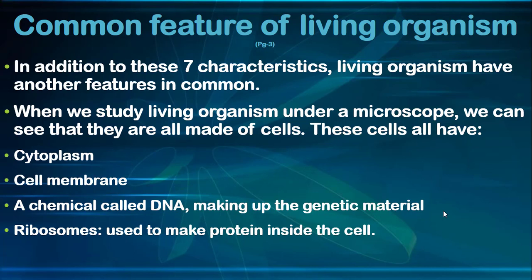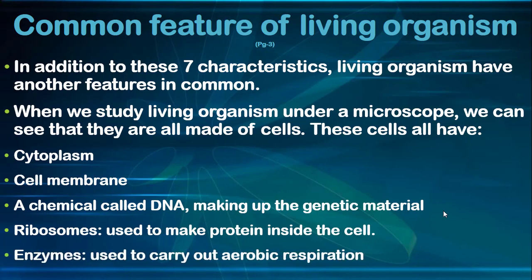And one more thing, ribosomes are used to make protein inside the cells. Ribosomes are the tiny factories inside the cell and they produce proteins. And one more thing I would like to explain is enzymes. Enzymes are chemicals that speed up a chemical reaction. They are used to carry out aerobic respiration. Enzymes do not have only a single function. For example, aerobic respiration, they are involved in almost all parts of the body.